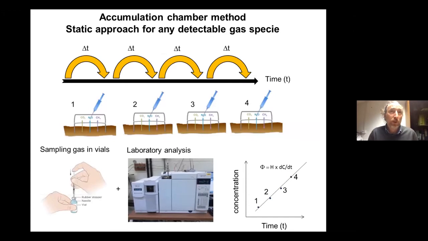The same principle of the accumulation chamber method can be used also for gases for which we don't have a sensor that can be used directly in the field for continuous measurement, because we can use the same approach in what is called a static way. So we place our chamber and we take samples of gas at different times, and then we bring the samples back to the lab, we do the analysis, and we see how much the concentration has increased over time using several samples. So this method in principle allows measuring the flux of any gas species that can be measured in the lab. Of course, again, it's a much more expensive method in terms of cost, time, and instruments.